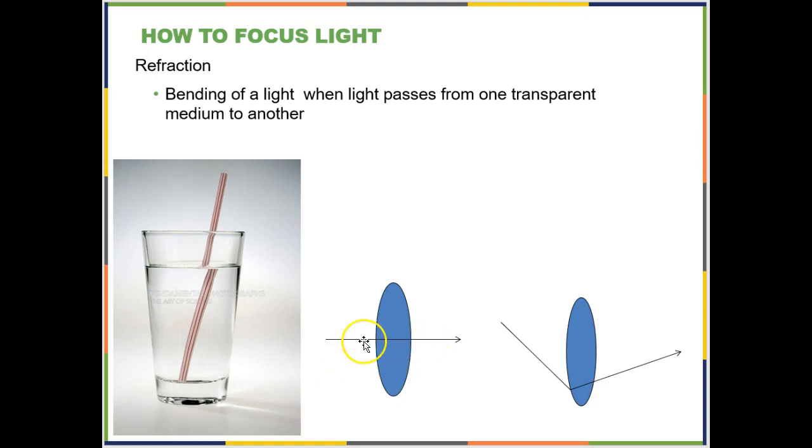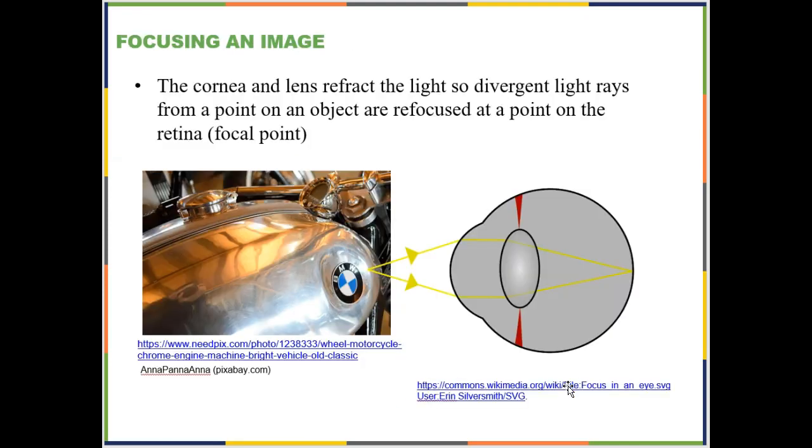The same thing happens when light passes from air or the liquid in your eye into either your lens or your cornea. The angle at which the light hits the lens affects whether or not it's refracted, but to be honest, we don't really care about that. So let's just move on.